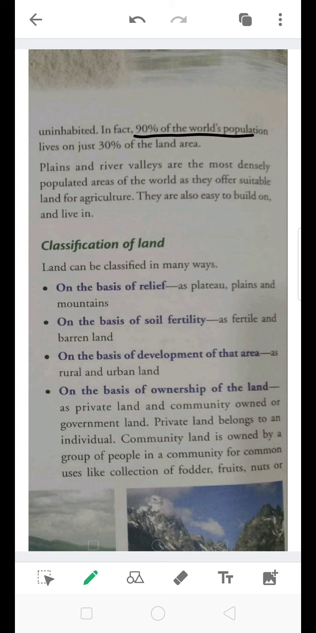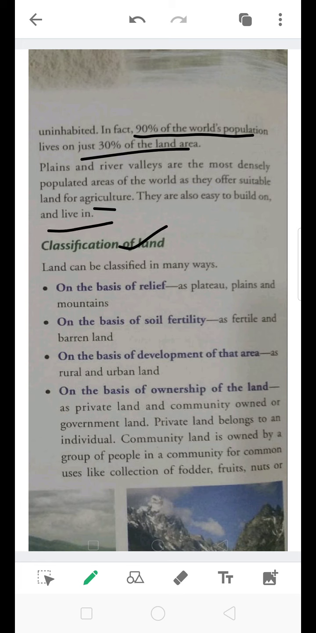In fact, 90% of the world's population lives on just 30% of the land. So imagine, only 30% of the land area is used by human beings. Plains and river valleys are the most densely populated areas of the world as they offer suitable land for agriculture. They are also easy to build and live in.